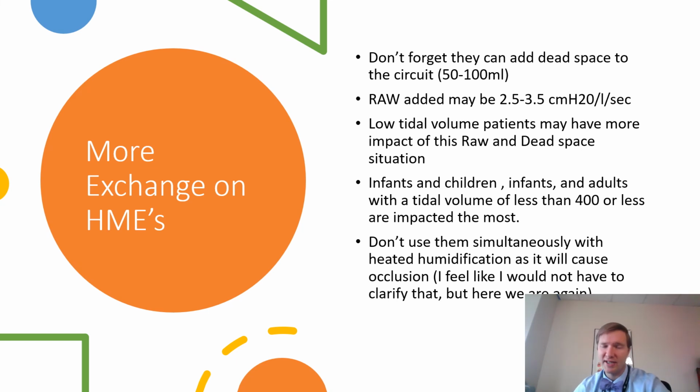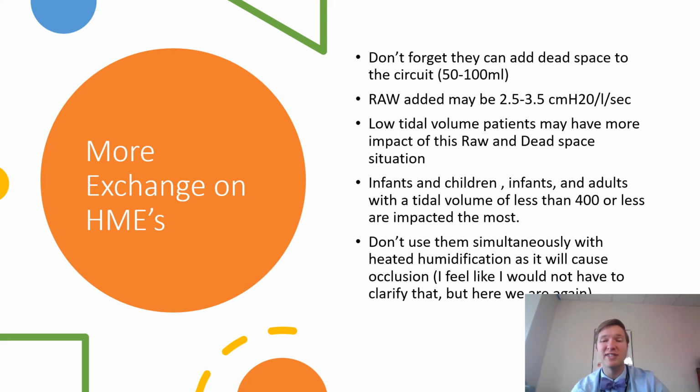So don't forget, HMEs, heat moisture exchangers, can add dead space to the circuit. Some of the smaller ones only add about 50 mLs of dead space to the circuit. Some other ones can add 100 mLs, right? It depends on the manufacturer and how big that HME is, but that can be very significant. Therefore, it could lead to higher CO2 levels and make it harder for that patient to breathe and get rid of their CO2, because now they have to rebreathe that extra. They're not getting as much tidal volume eliminated when they were previously perfectly fine.